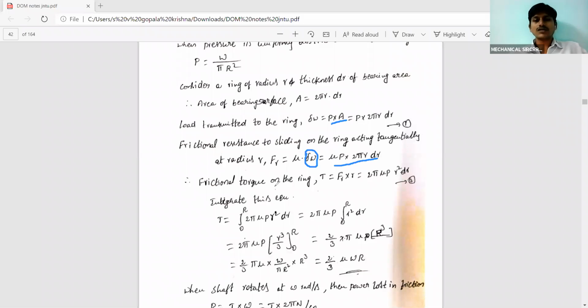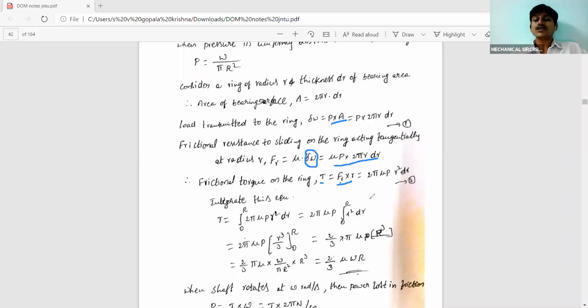Now take the frictional torque on the ring. What is the formula of torque? Force into distance. So torque equals frictional resistance into the perpendicular distance, that is the radius of the ring, small r. When you substitute the Fr value in this equation, you get 2 pi mu p r square dr. This is taken as equation number 2.